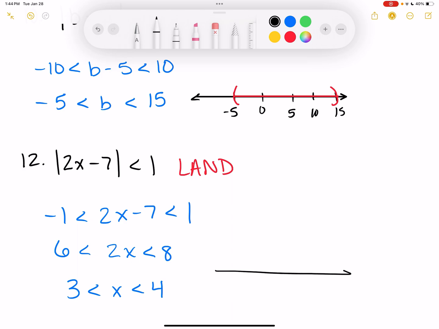And I can graph it. I don't know why I just put a 0 on there like that. Parentheses or brackets? Parentheses. Parentheses at 3 and at 4, graphed inward.